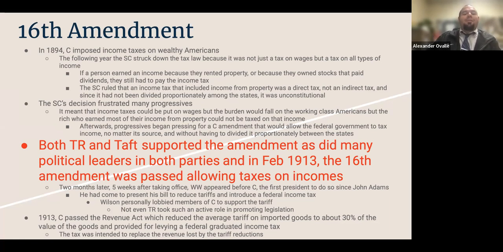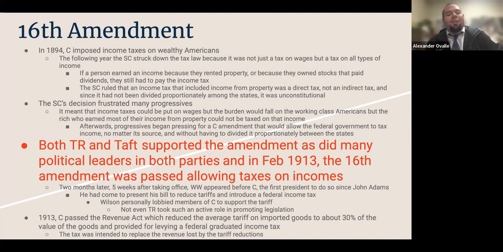So both Teddy Roosevelt and Taft supported this amendment, as did many political leaders in both parties. So this 16th Amendment was passed, allowing taxes on income. So the federal income tax is passed. That's the 16th Amendment. So we've talked a lot about different amendments, 16th, 17th, 18th, and 19th Amendment, all going to be on your test.